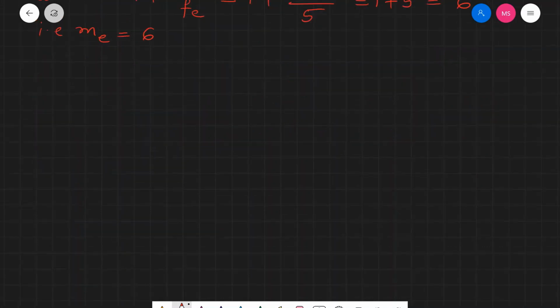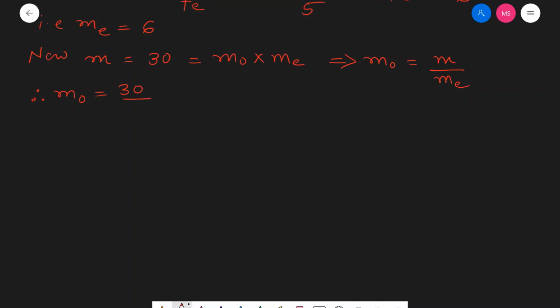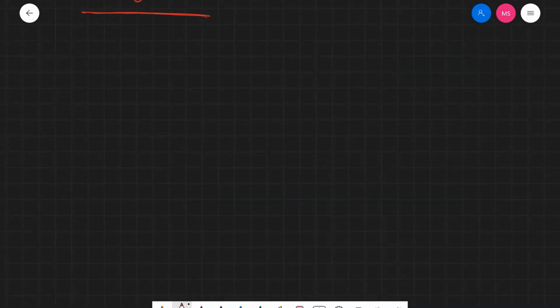Now overall magnification required is 30, which is equal to MO into ME. So this implies that MO will be equal to M by ME, or therefore magnification for objective will be 30 by 6, that is equal to 5. So magnification produced by objective will be 5 and angular magnification of eyepiece will be 6.